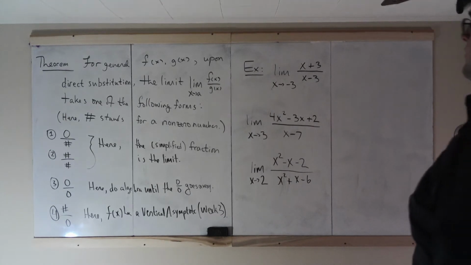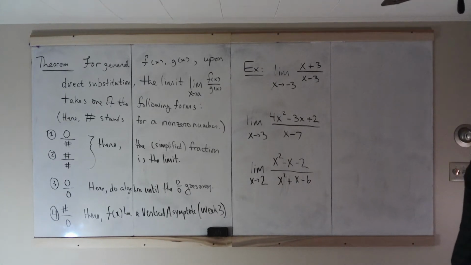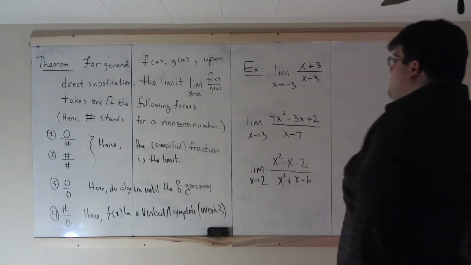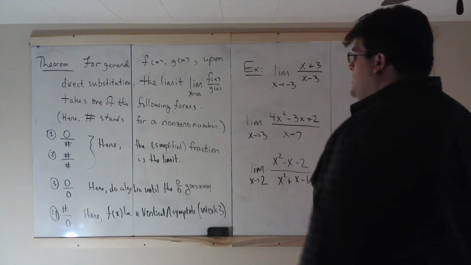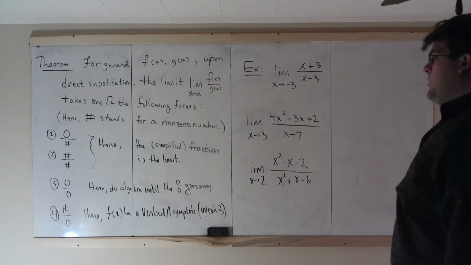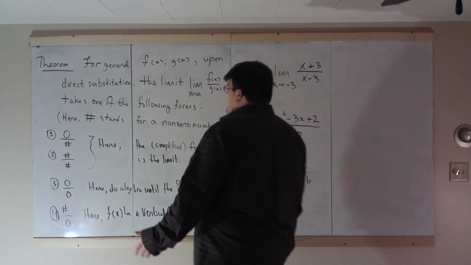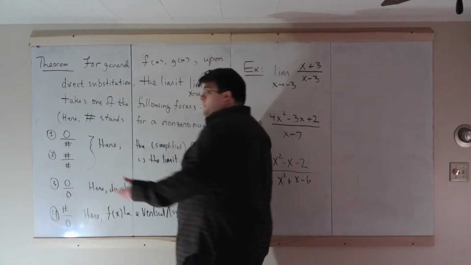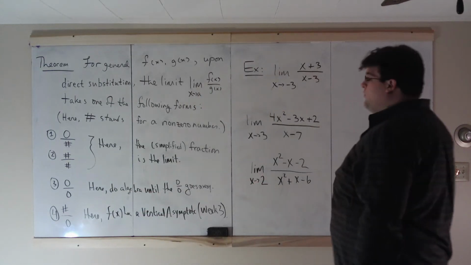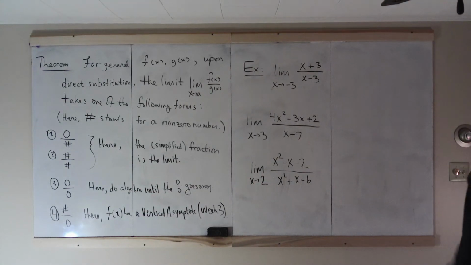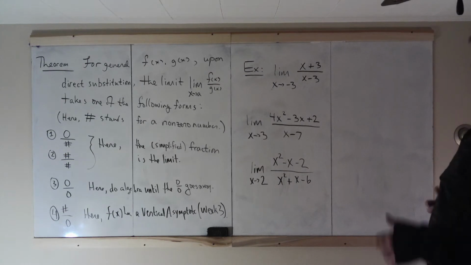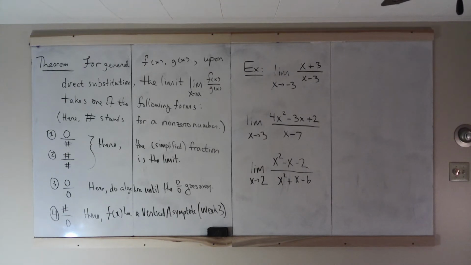First, 0 over a non-zero number. Second, non-zero number over non-zero number. And in both of those cases, that fraction will be a limit. In case 1, 0 divided by a non-zero number is 0. In case 2, number divided by number, reduce that fraction, and that gives you the limit. And it gives you the limit by applying the algebraic limit laws.